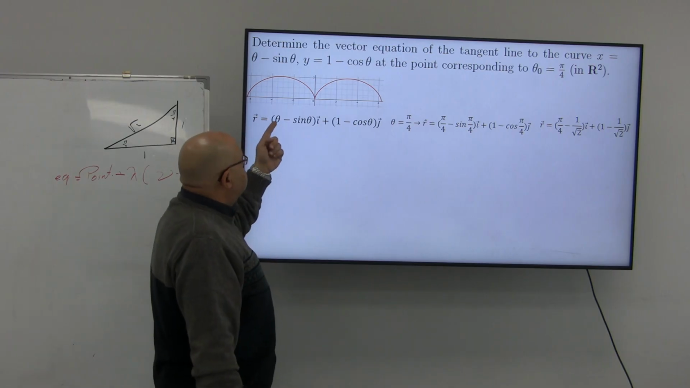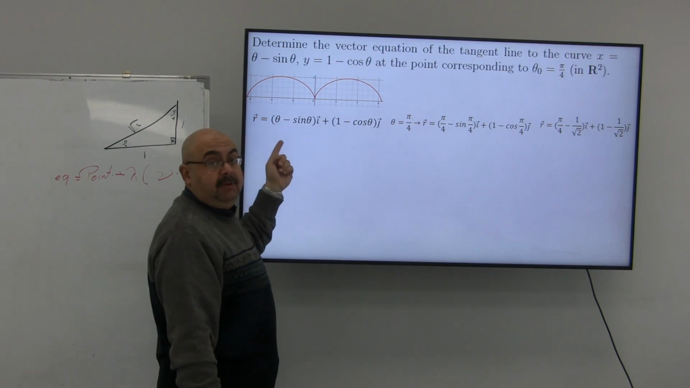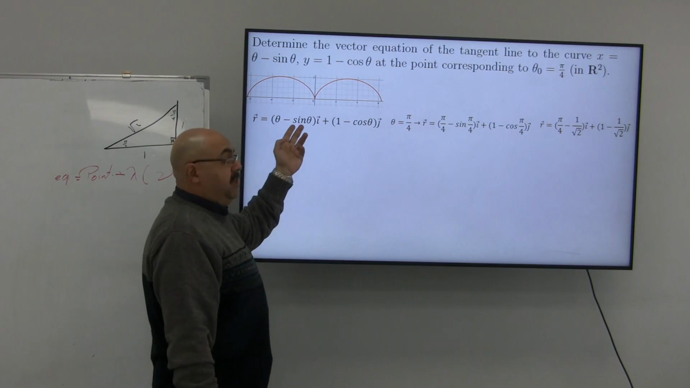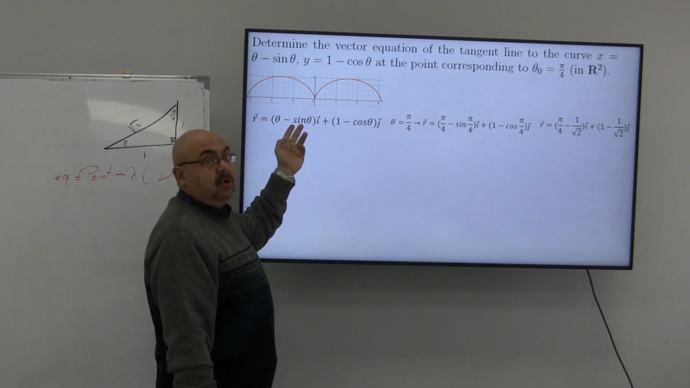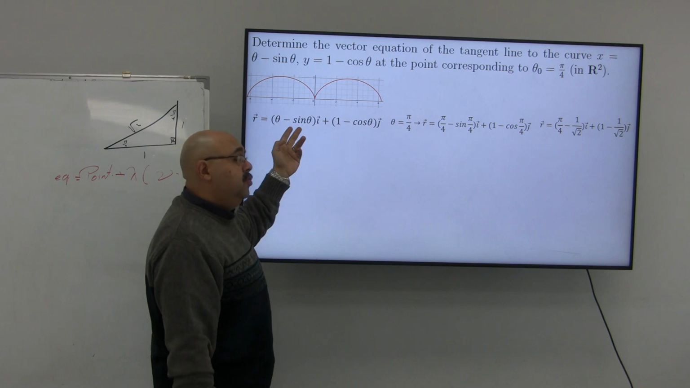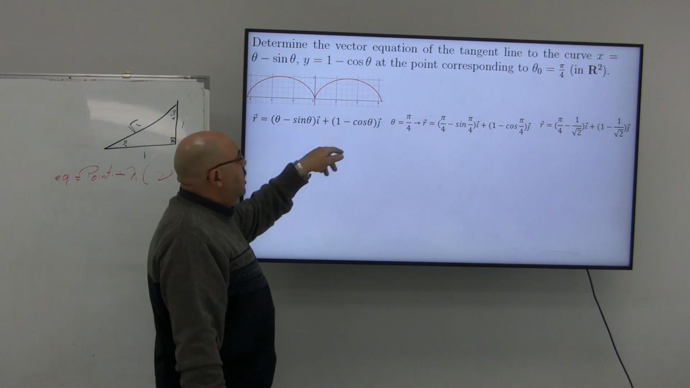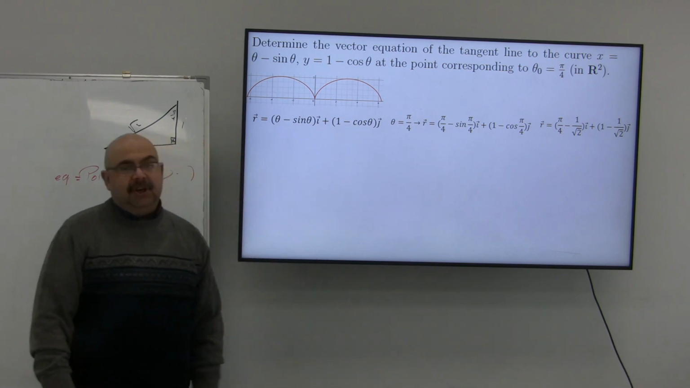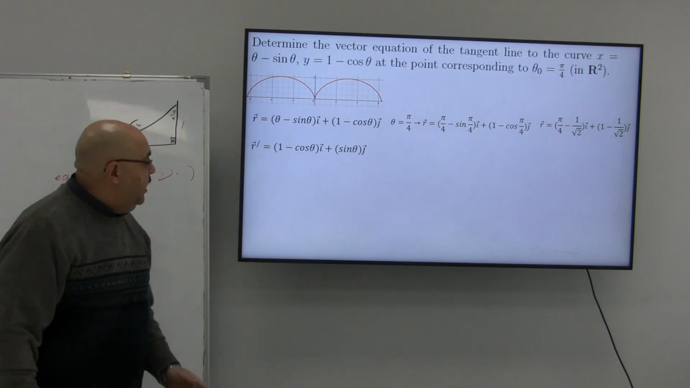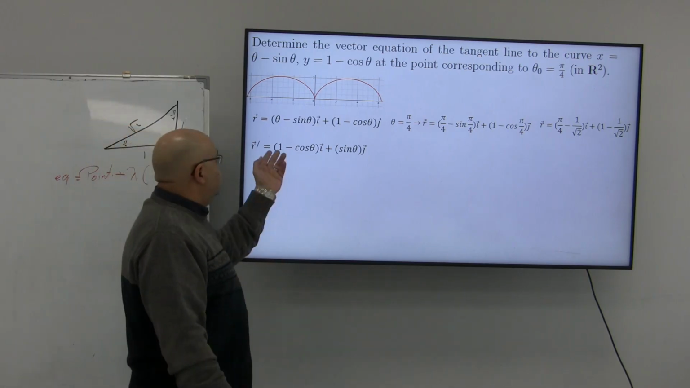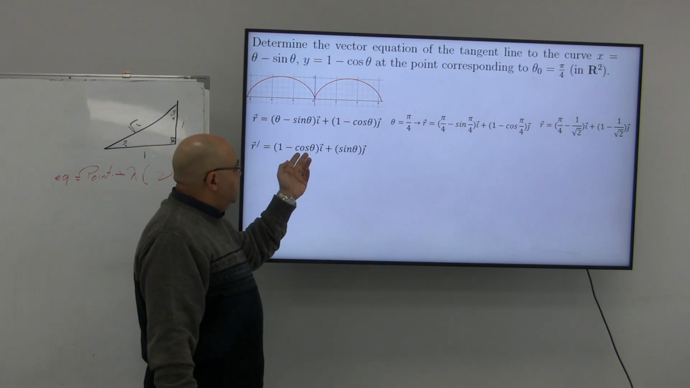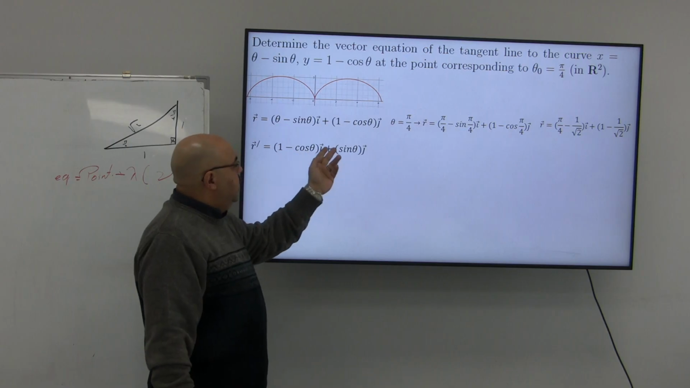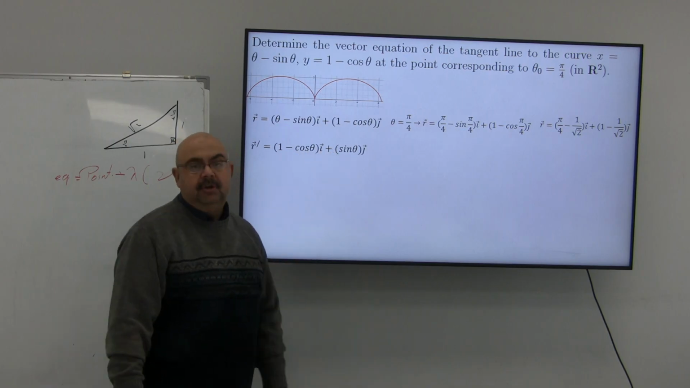So start differentiating. Differentiating theta gives 1. Sine theta is differentiated to be cosine theta. Then cosine theta, when differentiated, is going to be negative sine theta. So it's going to be 1 minus cos theta in the direction of i plus sine theta in the direction of j.